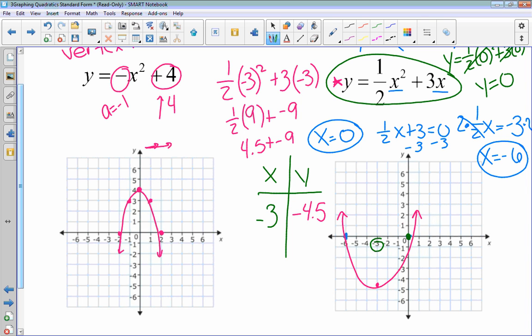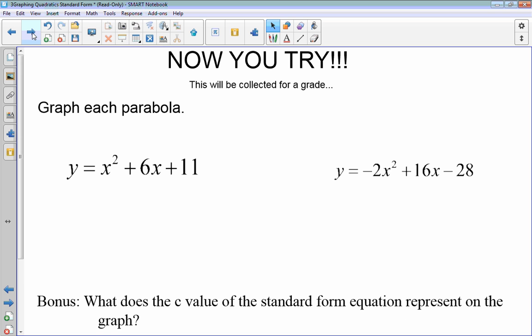All right, so remember today you need to be able to factor, find your x-intercepts, find your y-intercepts, make a table, and graph U's from any type of equation. Make sure to try these two problems. They will be collected tomorrow in class. The bonus question at the bottom may give you extra credit. Good luck.